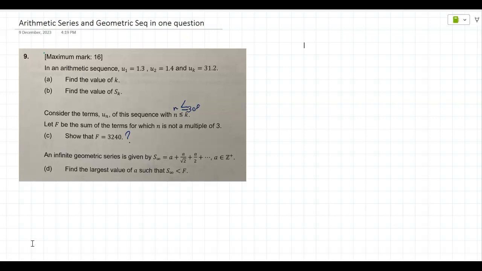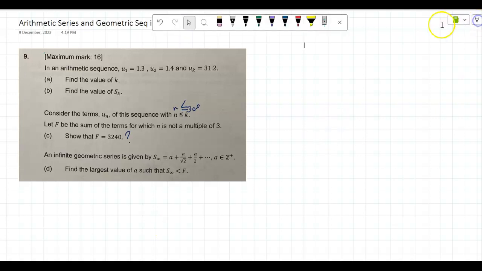So just apply the formula Un is equal to U1 plus (n minus 1) times d. So for UK, you have to find d first. So your d is U2 minus U1.